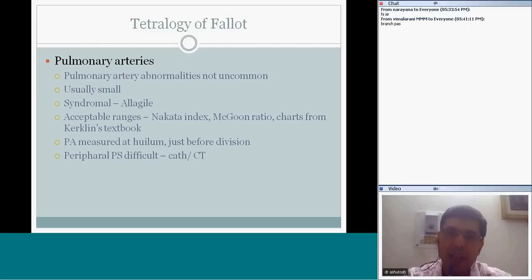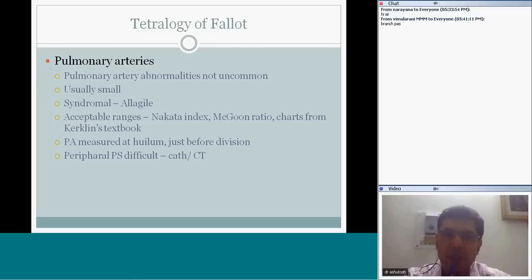Pulmonary arteries can be abnormal, especially in syndromes such as Alagille syndrome, and there can be hypoplasia of the pulmonary artery. There could be multiple areas of pulmonary artery stenosis. One could have unilateral pulmonary arteries. So all sorts of abnormalities are known, and we do look at the pulmonary artery size, and various textbooks have given various ways to measure pulmonary artery adequacy. So we use what we call the Nakata index, McGoon's ratio, and in our center we basically use the textbook figures which give us the pulmonary artery size by weight.